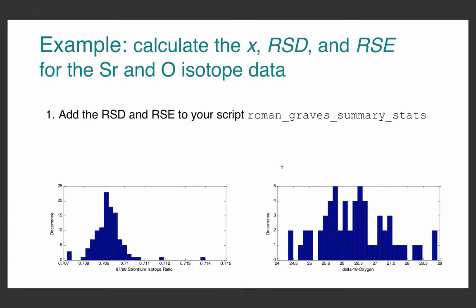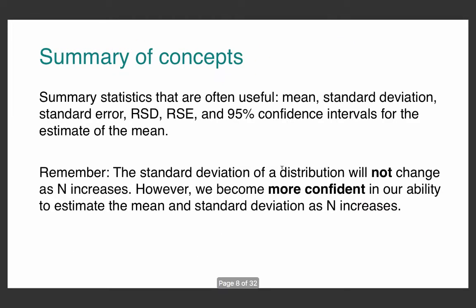So I've already added the RSD and RSE to our scripts. Summary statistics that are often useful include, for example, the mean, standard deviation, standard error, the relative standard deviation and the relative standard error, and 95% confidence intervals for the estimate of the mean. I haven't mentioned what these are, so we will mention these soon. The last bit, the 95% confidence intervals, you might remember if you've done SCI210 or other statistics units.